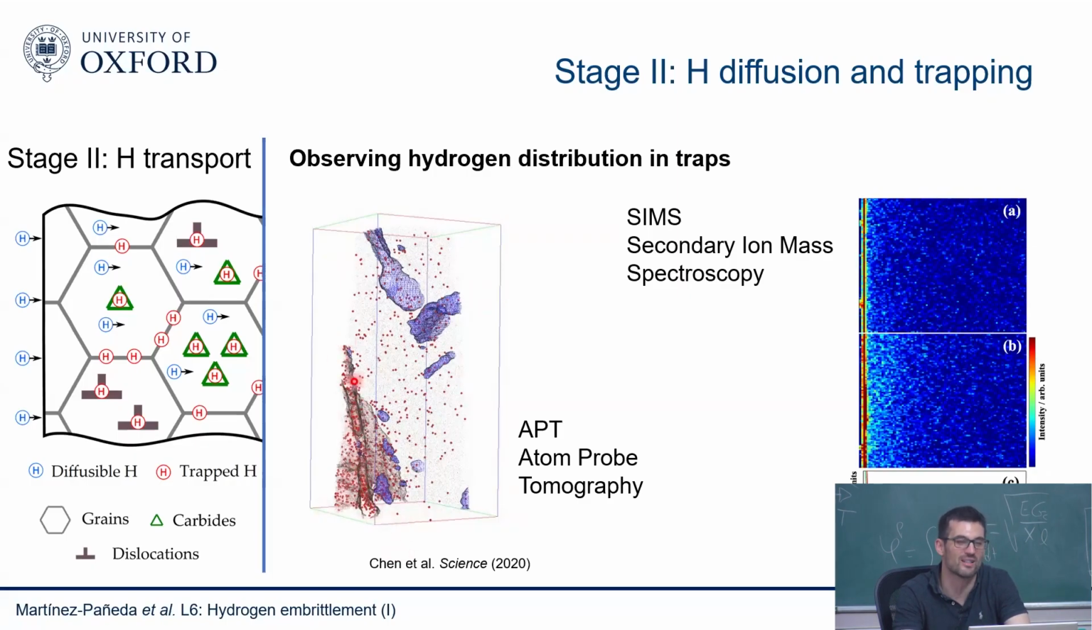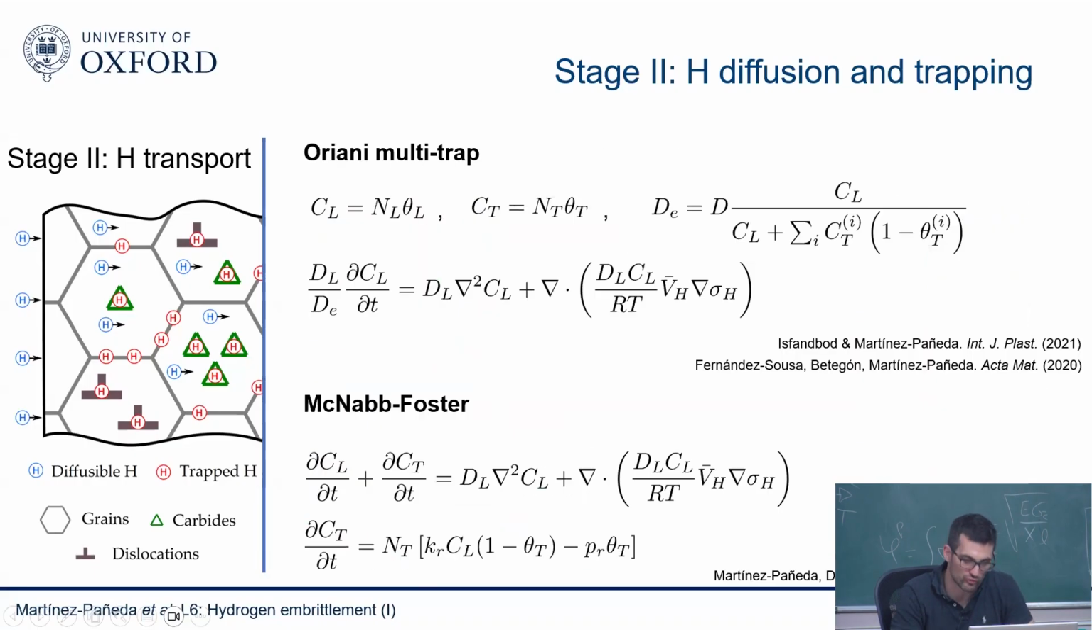So it connects a little bit with the mechanistic discussion that we had yesterday, with the Oriani type of trapping equilibrium that we mentioned before. So hydrogen does like to sit on the grain boundaries, and you can see here how they observed this with atom probe tomography.